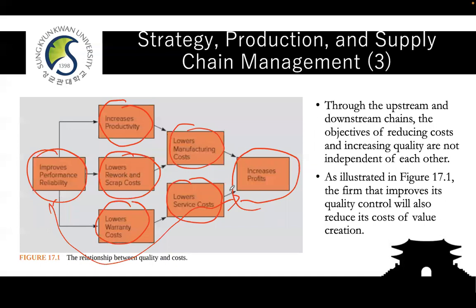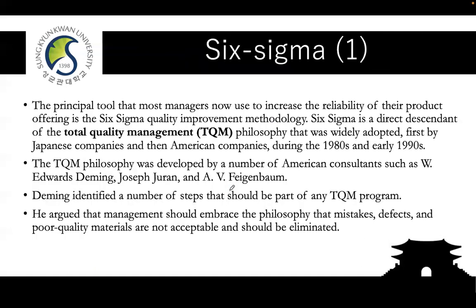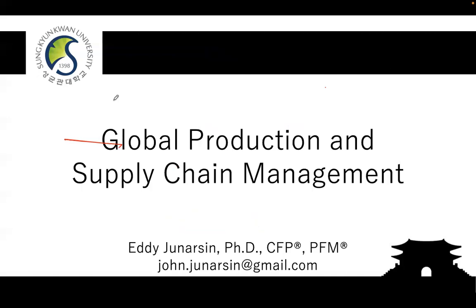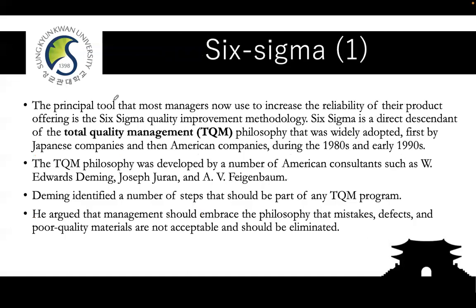All right, so we have some specific issues or techniques that have been widely known, like TQM, total quality management. Total quality management was mainly adopted by the Japanese companies and also American companies during the 1980s and 1990s. Some famous names here: Edwards Deming, Joseph Juran, and Feigenbaum. So we have TQM and the famous certification program.